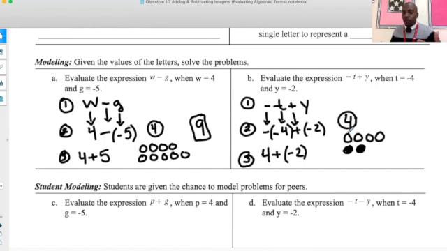Now, since we have pairs, we're going to cross out the pairs. 1 open, 1 closed equals 0. They cancel out. So then we see, okay, what are we left with? We're left with 2. Now, is that a positive 2 or a negative 2? It's a positive 2 because they are open.